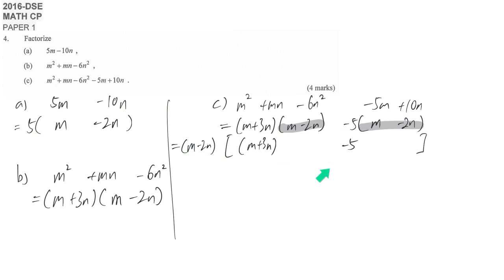After that, we try to tidy up, make it more good looking, and also remove this bracket because it's not necessary here. Outside this bracket is positive, that means unchanged when you remove it. It's still m and still positive 3n and minus 5. That's how you finish the question.